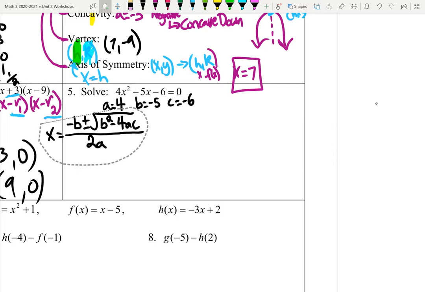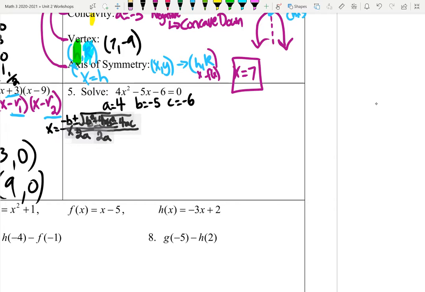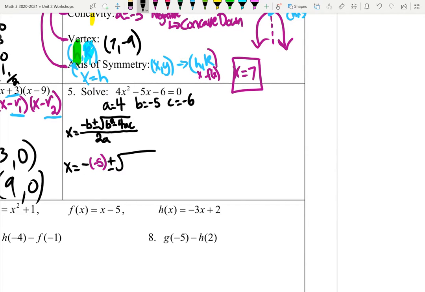This should be memorized. You should have enough experience that you're able to compute this quickly. So let's go ahead and plug in some information. Now I'm going to write it out. X is going to be equal to -5 plus or minus the square root of -5 squared minus 4 times 4 times -6, extend my radical, all over 2 times a, which is 4.